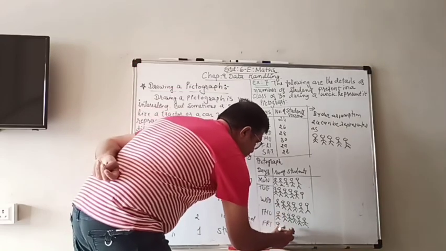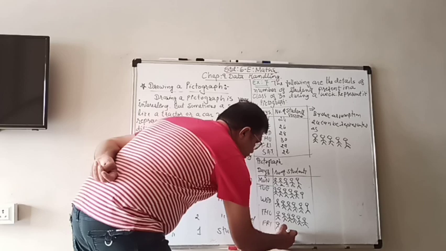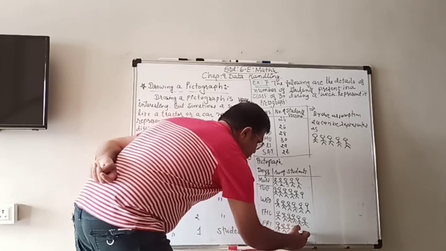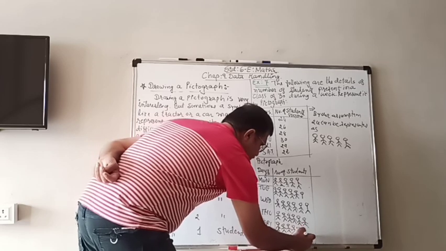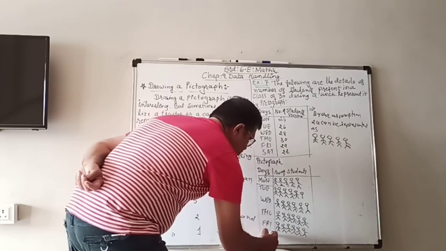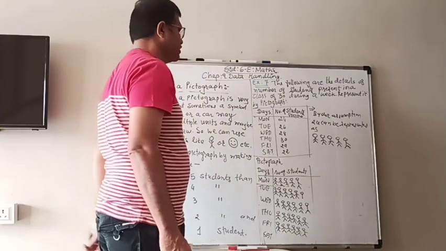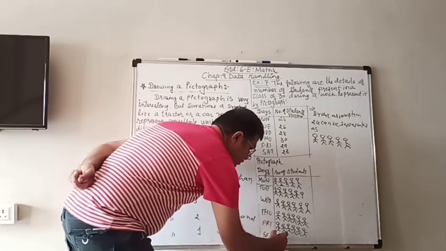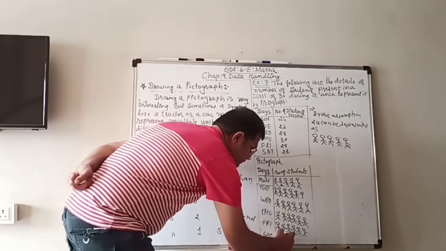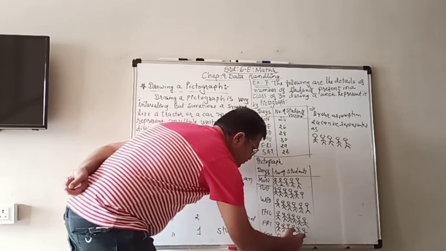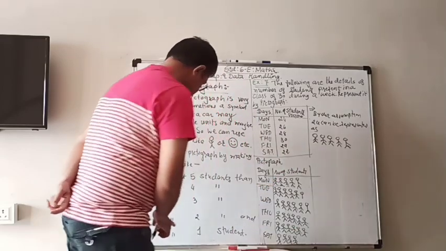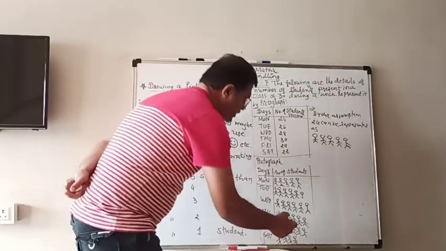So 5, 10, 15, 20, 25 and one hand cut off. And on Saturday, 22 means 20 plus 2 extra. So 5, 10, 15, 20 and 2. 2 means with one leg. No hands and one leg.